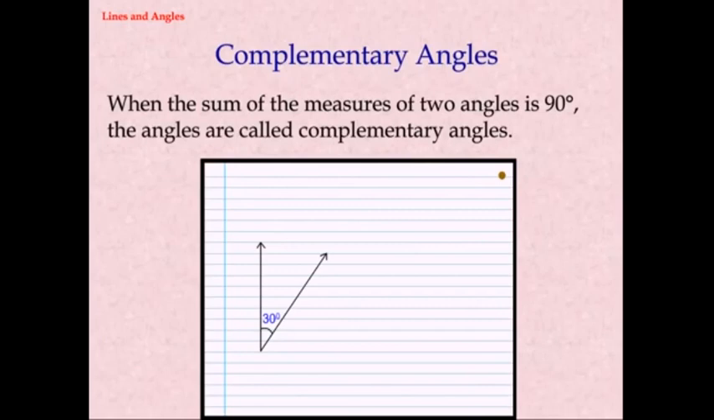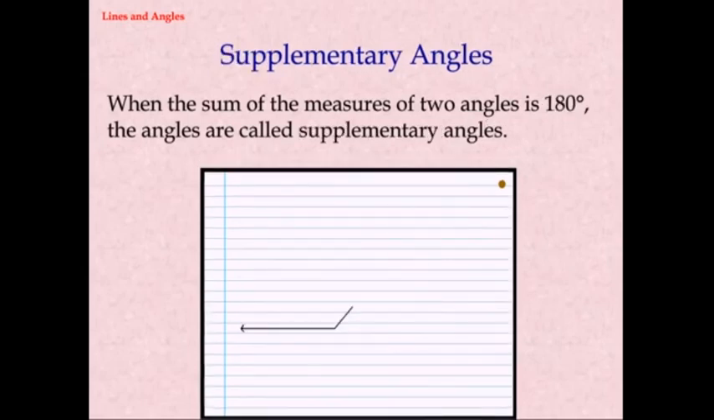Complementary angles. When the sum of the measures of two angles is 90 degrees, the angles are called complementary angles. Supplementary angles. When the sum of the measures of two angles is 180, the angles are called supplementary angles.